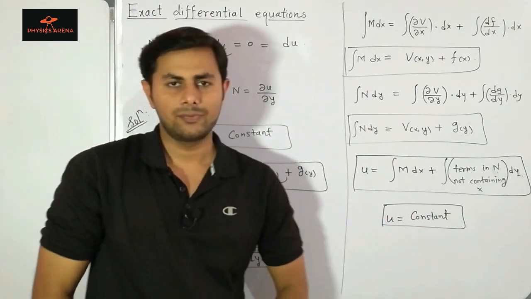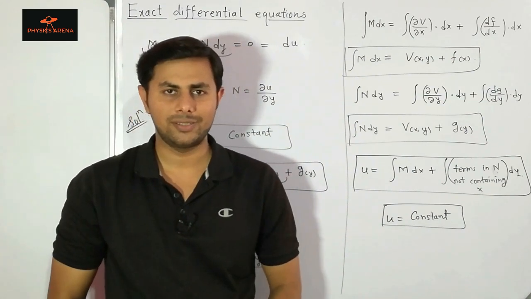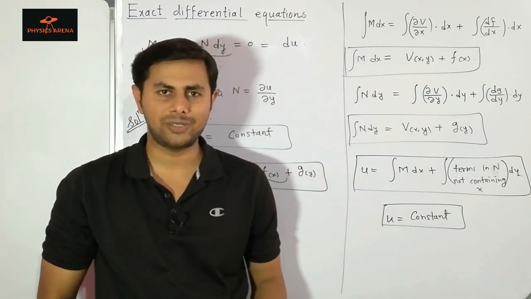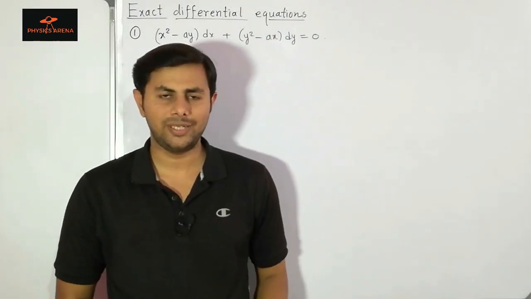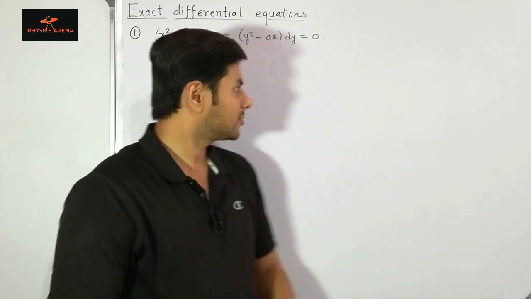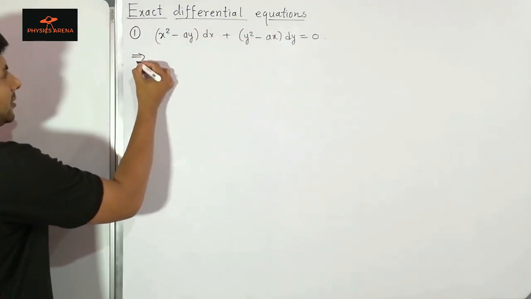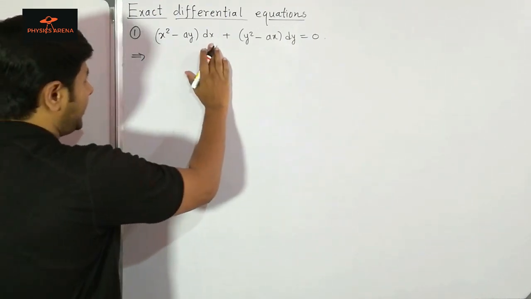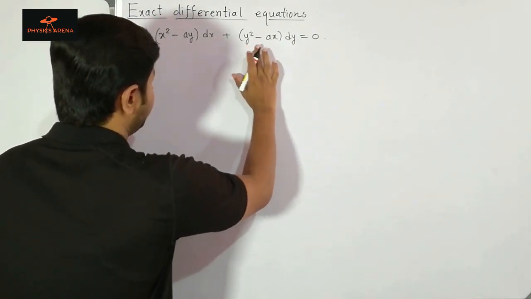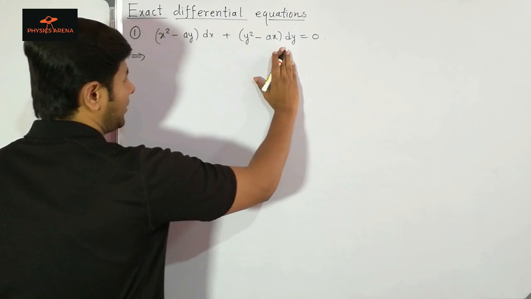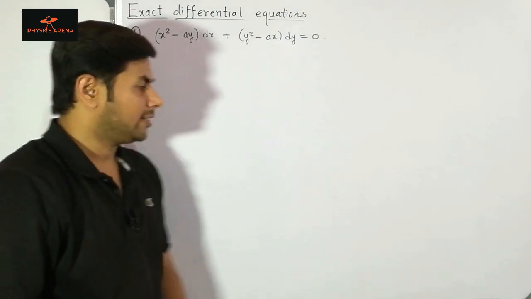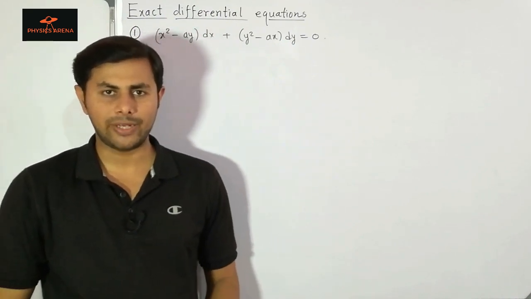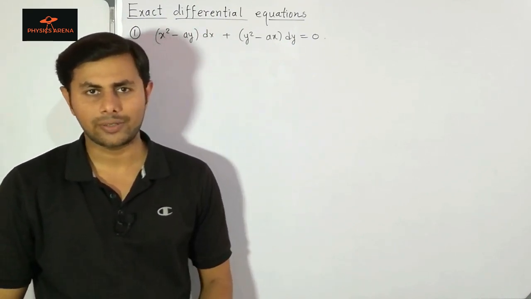Okay. So now let us see some problems on exact differential equations. Let us see problem number 1, and it is (x square minus ay) multiplied by dx plus (y square minus ax) multiplied by dy equals to 0. Now let us check whether this given differential equation is exact or not.